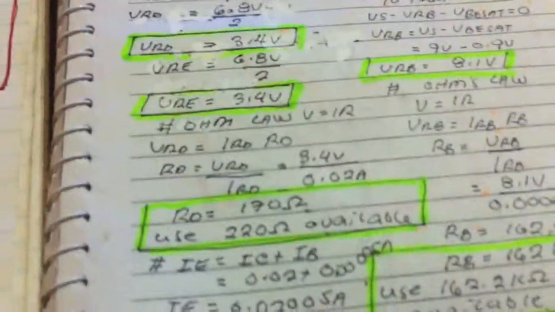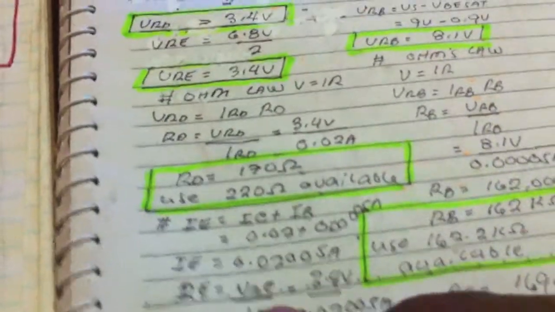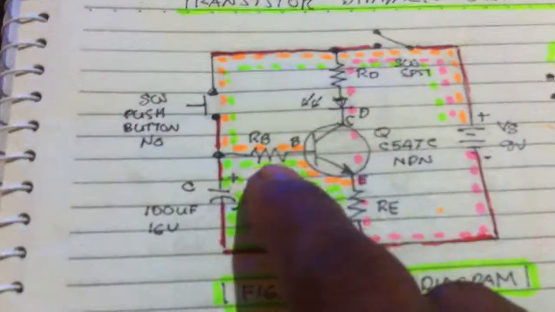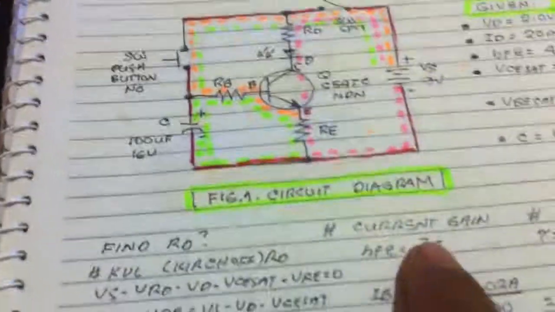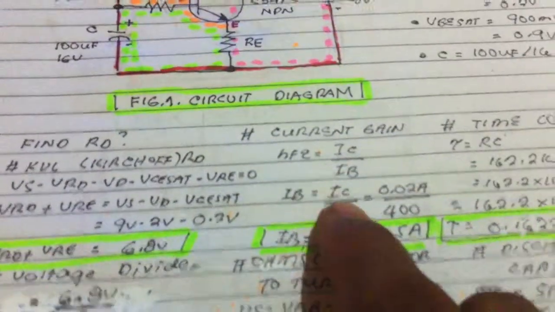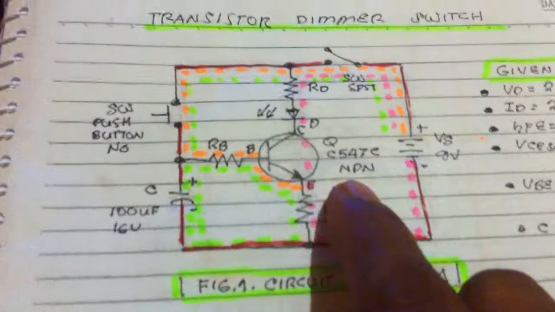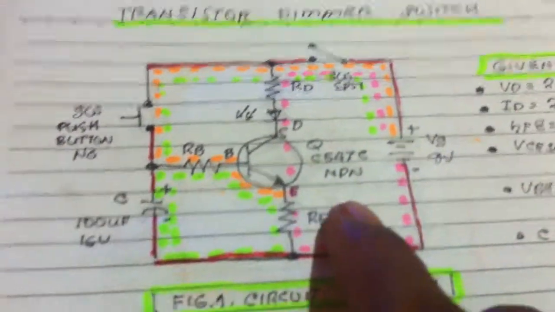And also, we can calculate the emitter current using this formula, IC plus IB. But before that, let us compute IB here by using the current gain formula. HFE equals IC over IB. 0.02 collector current is the same as the current in the diode and the resistor, given in the data sheet. And an HFE of 400. HFE of the transistor is 400. I'm using a transistor C547C NPN. And we got a base current of 0.0005 ampere.